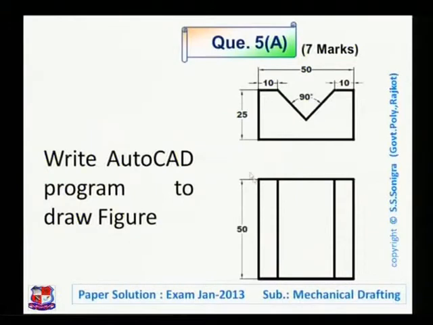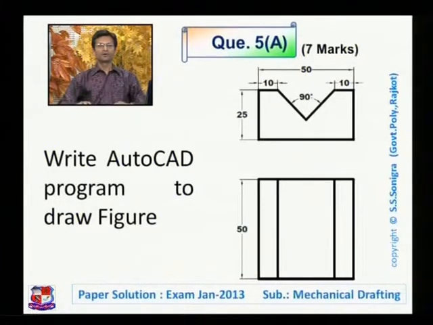Now next question, question number 5a. Write an AutoCAD program to draw this figure. In this problem, it is asked for 7 marks. The figure is given like this, and we have to write the AutoCAD program with the help of which we can redraw this figure. So for that, first let me revise some basic concepts regarding AutoCAD.